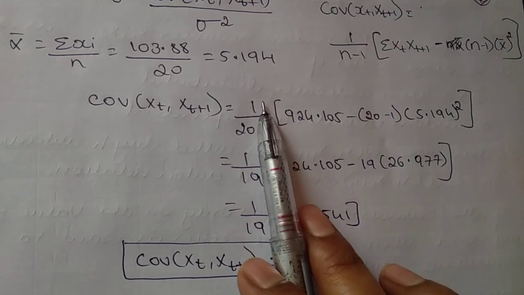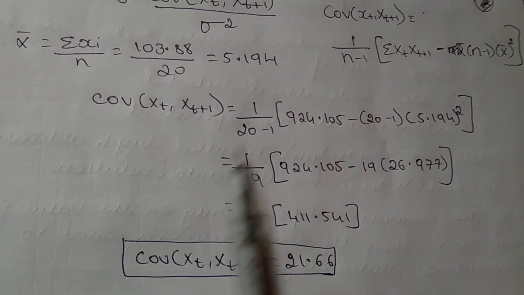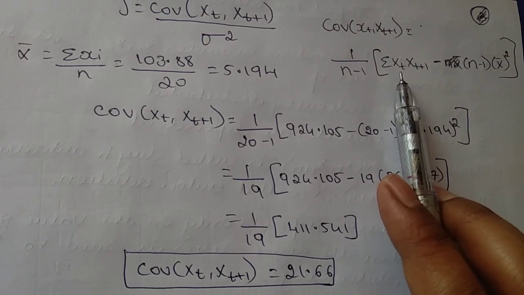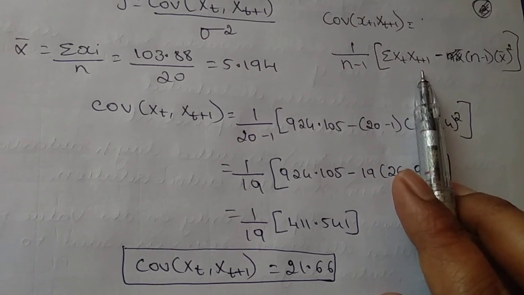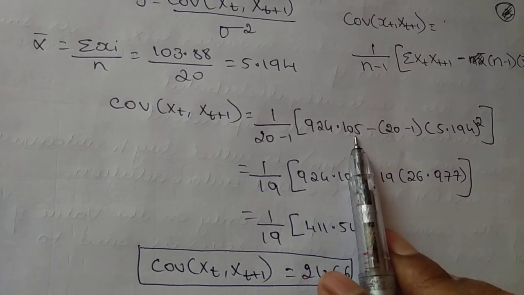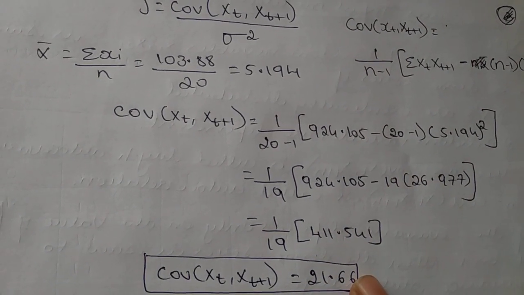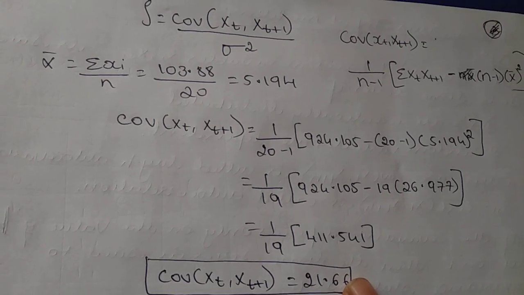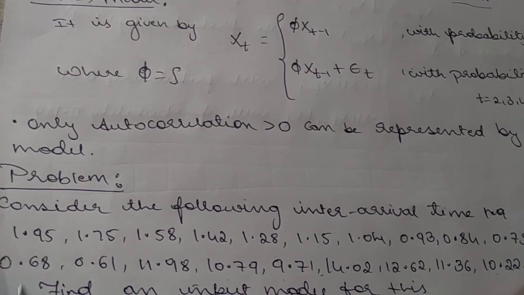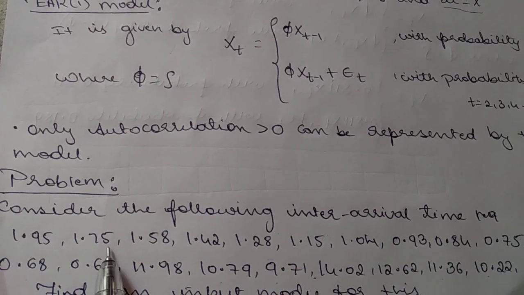So here I have taken 1 divided by 20 minus 1. Now the thing is how to take this sigma into sigma xt plus 1. We get the value 924.105, but how do you get it? See, this is xt, and this is xt plus 1.